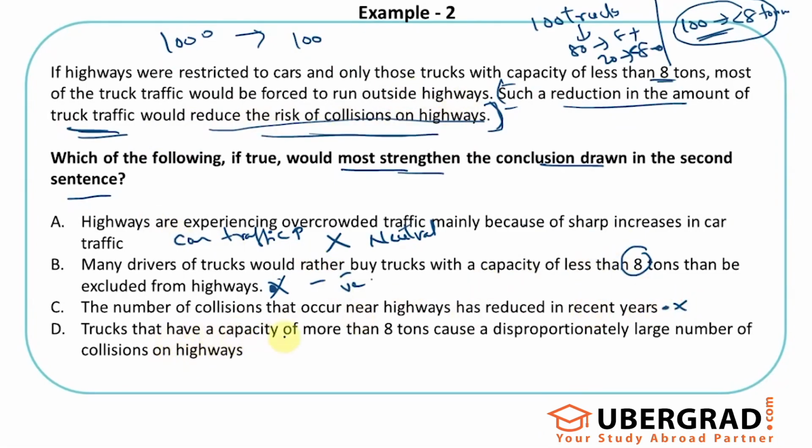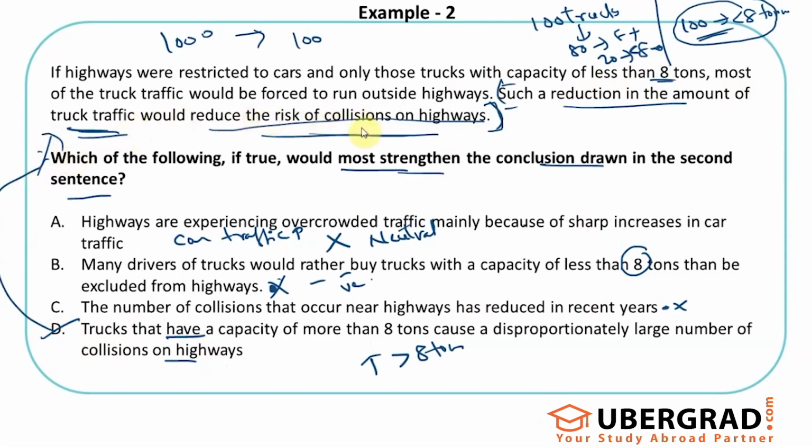The trucks that have a capacity of more than 8 tons cause a disproportionately large number of collisions on highways. This seems to be the correct option. See, it's saying that trucks greater than 8 tons are causing a large number of collisions on highways. So once I reduce them, I move them out, obviously the reduction in truck traffic would reduce the risk of collisions on highways. So this is agreeing with the conclusion, right?